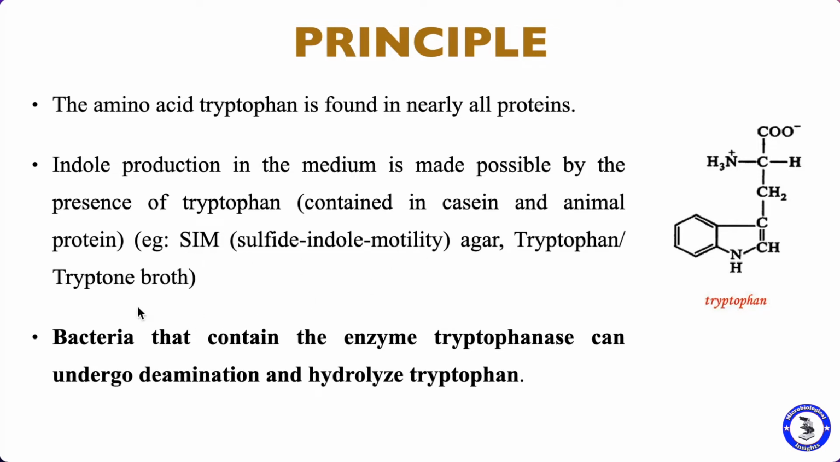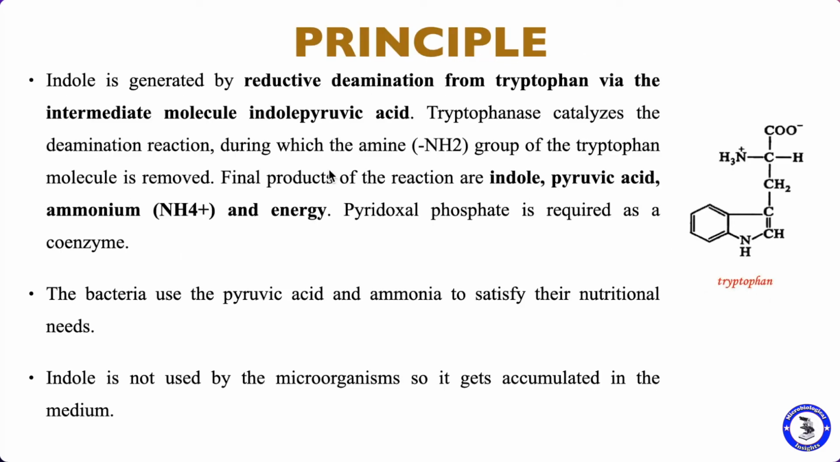The basic principle of this test is, if the bacteria secrete the enzyme tryptophanase, it can undergo deamination and hydrolyze the tryptophan amino acid. This is the structure of the tryptophan amino acid. What's the end product generated here? Indole is the end product. It is formed by the reductive deamination of the tryptophan amino acid via the intermediate molecule indole pyruvic acid. So, the tryptophan is converted to indole pyruvic acid, then to pyruvic acid.